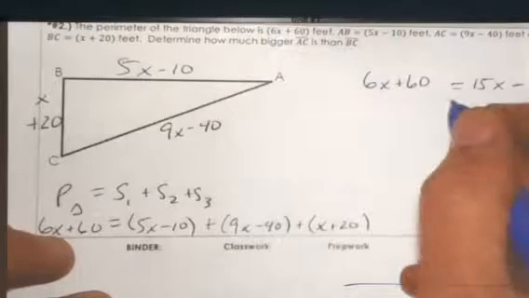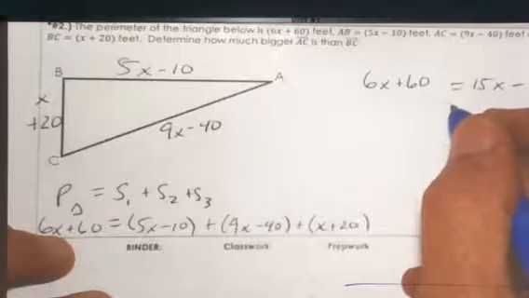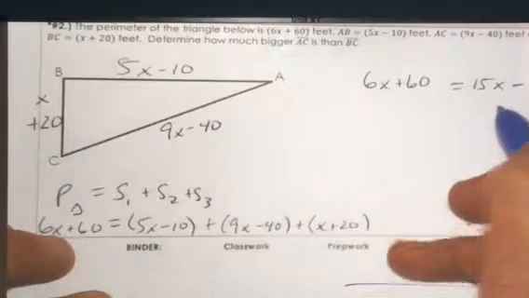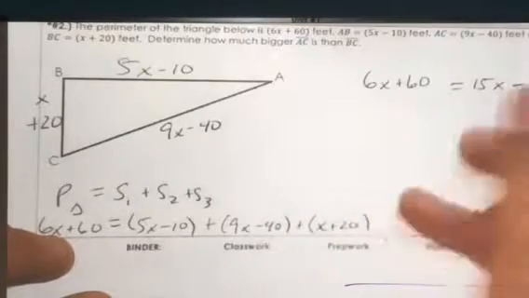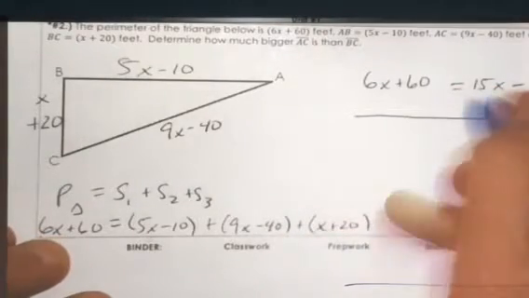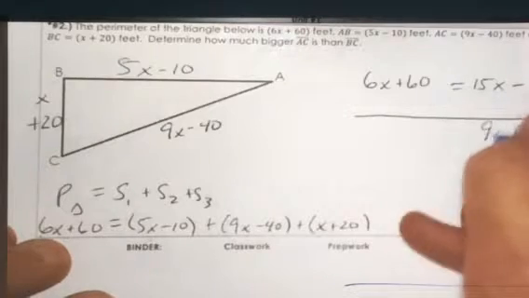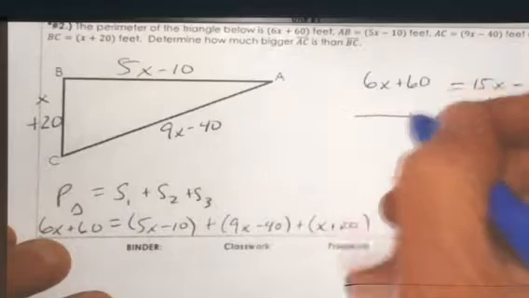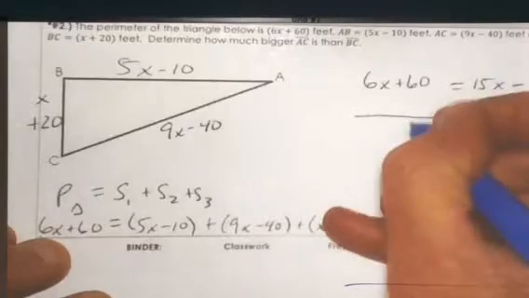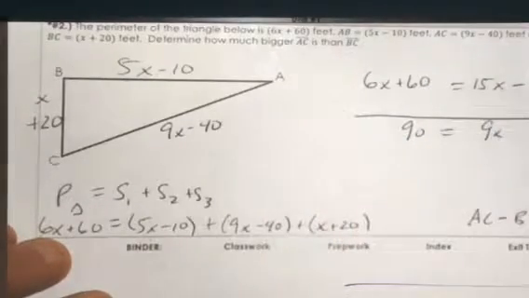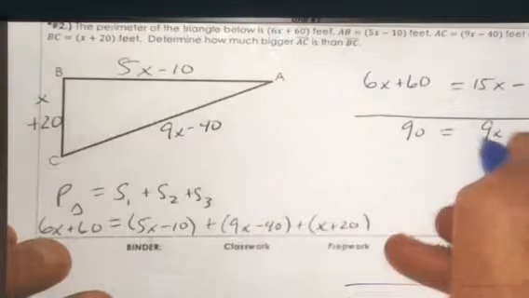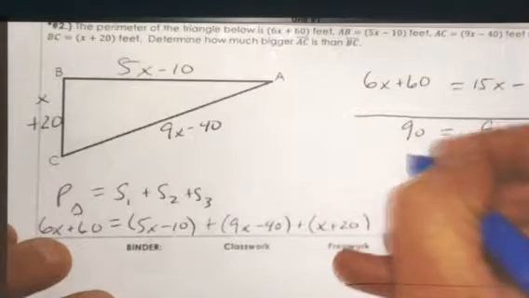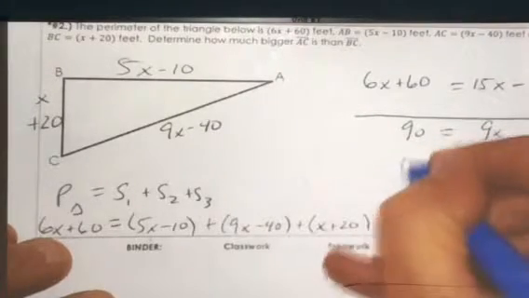So this should really be very straightforward. Let's now use inverse operations. So we'll subtract 6x from both sides. We'll say 15x minus 6x is 9x. Let's add 30 to both sides and say 60 plus 30 is 90. Finally, divide both sides by 9, and we're left with x equals 10.